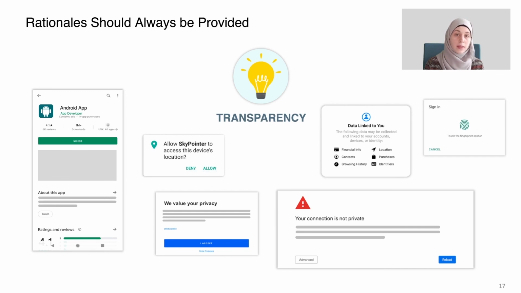Therefore, we recommend that rationales should always be provided, be it for runtime permission requests or other security and privacy critical decisions. However, how these rationales should look like and what they should contain is system dependent and part of future work.